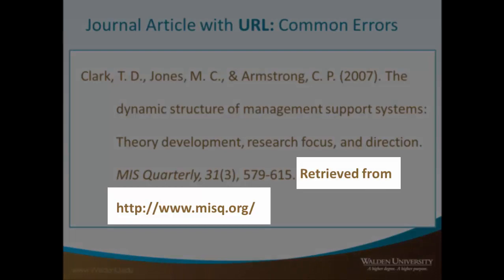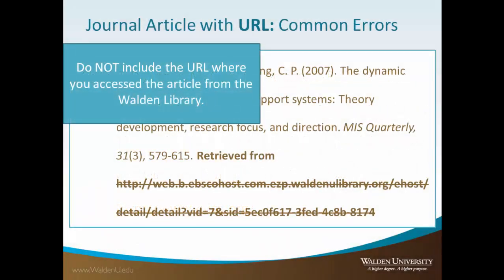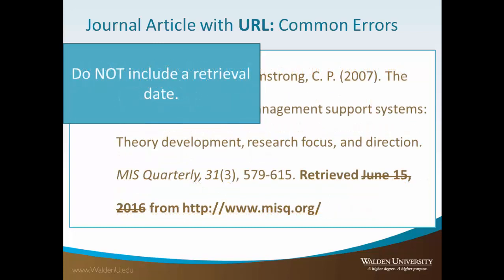Before moving on, let's talk more about including the homepage URL and how to avoid common errors for this section of the reference entry. First, do not include the URL where you access the article from the Walden Library. This URL is password protected, so your reader won't be able to use it. A good tip is that if the URL has Walden U Library in it, it's probably the wrong one. Second, do not include a retrieval date. Retrieval dates are only needed for sources that might change often over time, but because an article is formally published, it isn't likely to change, and so a retrieval date isn't needed.